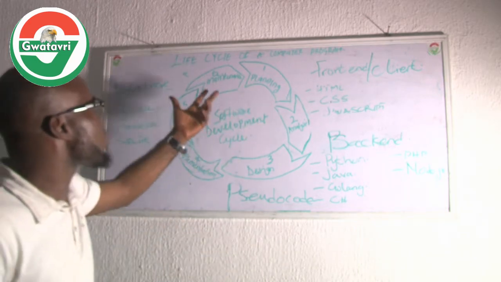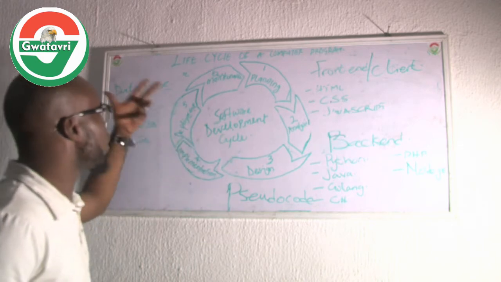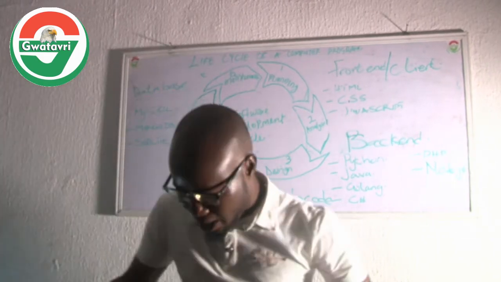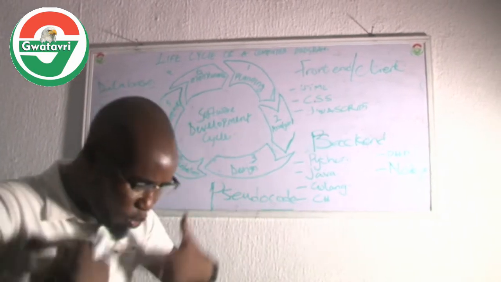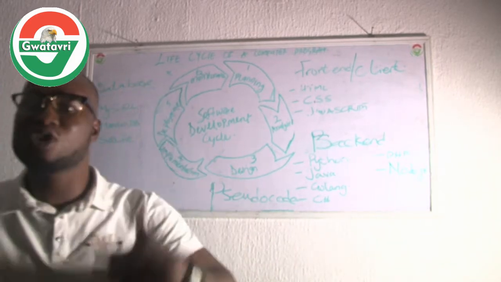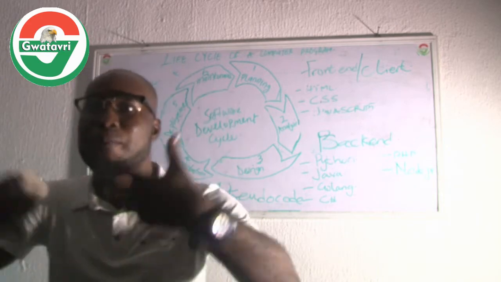The life cycle now goes from planning to analysis, then design, implementation, deploy, then you maintain. What is planning? You cannot just wake up and say, I want to write a code. No, you must have a solution. Software programs are solutions. They are applications. They are intended to solve problems, people's day-to-day problems.